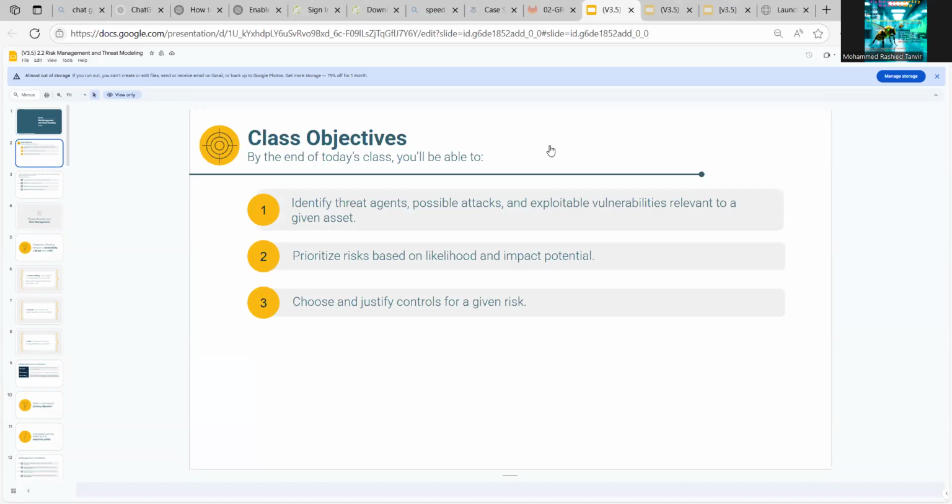By the end of today's class, you will be able to identify threat agents, possible attacks, and exploitable vulnerabilities relevant to a given asset, prioritize a risk based on likelihood and impact potential, and choose and justify a control for a given risk. And then log in and access your web lab. Last way, just log in and access the web lab.